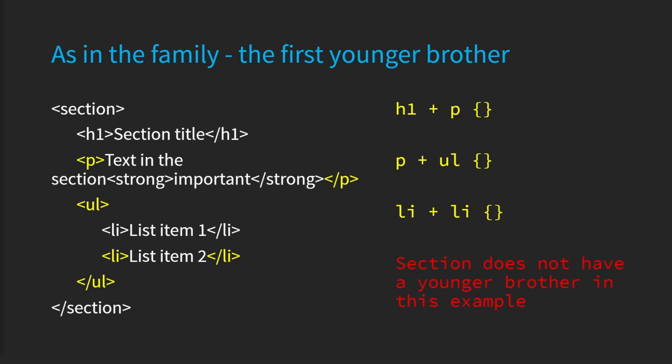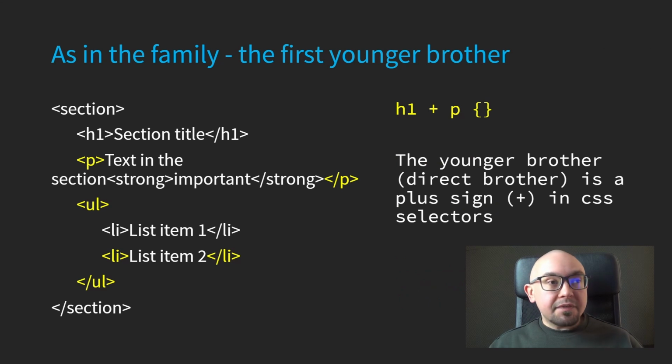And you can clearly see in our HTML file that this is the second li tag in our ul tag, because it's the first younger brother of the first li tag in our ul tag. You can see that section does not have a younger brother in this example, but if we would put another section next to it, the second section would be the first younger brother of this first section. Let's remember that the younger brother, direct brother, is a plus sign in CSS selectors.